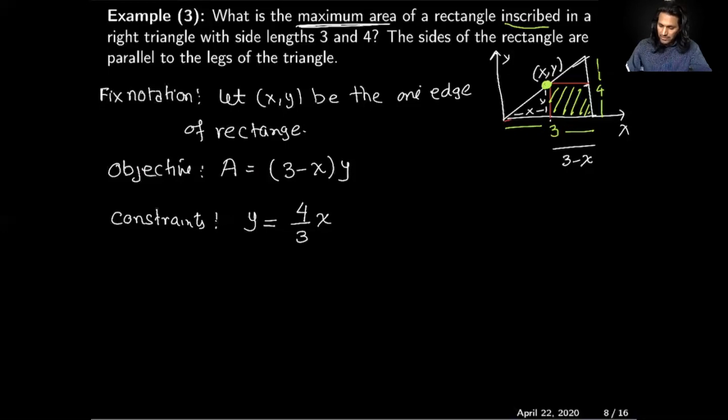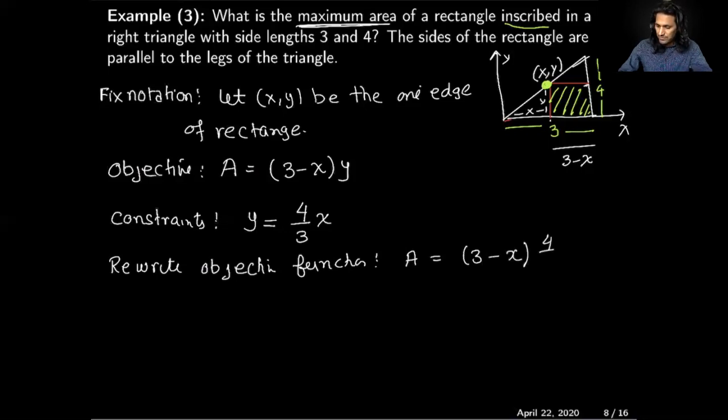So I will rewrite my objective function. It will now be (3 minus x) times 4/3 x. I can simplify my objective function before I calculate the derivative. Multiplying out, this gives 4x minus 4/3 x squared.